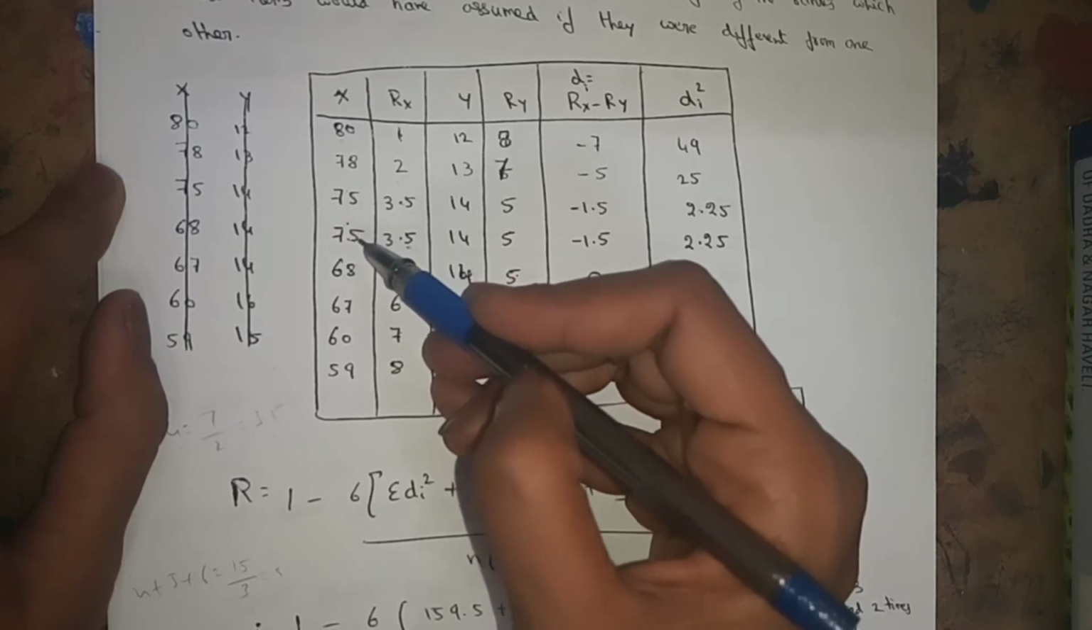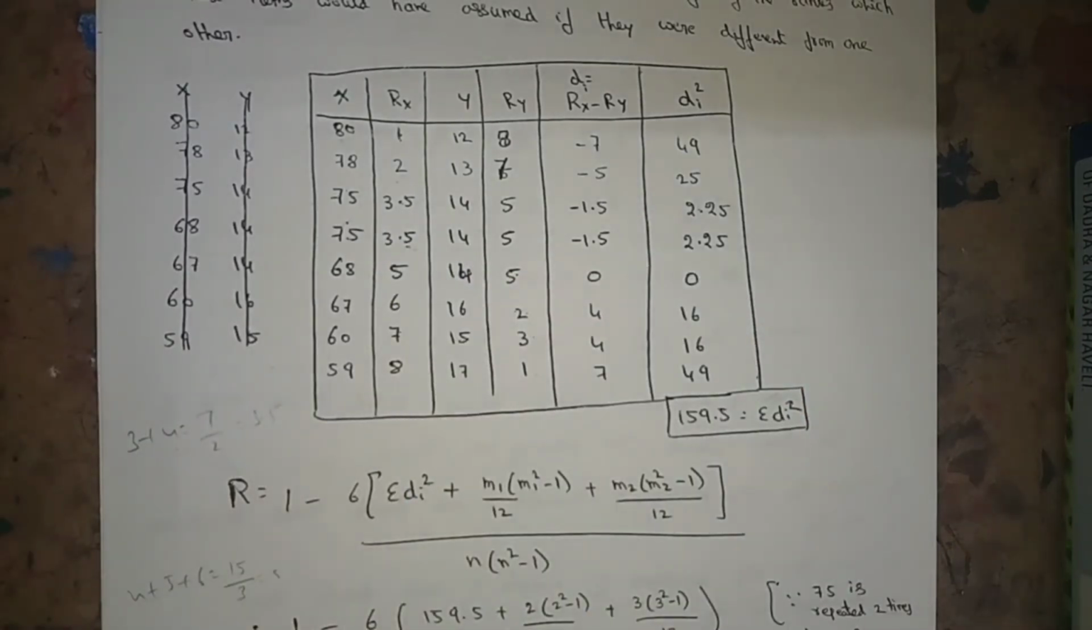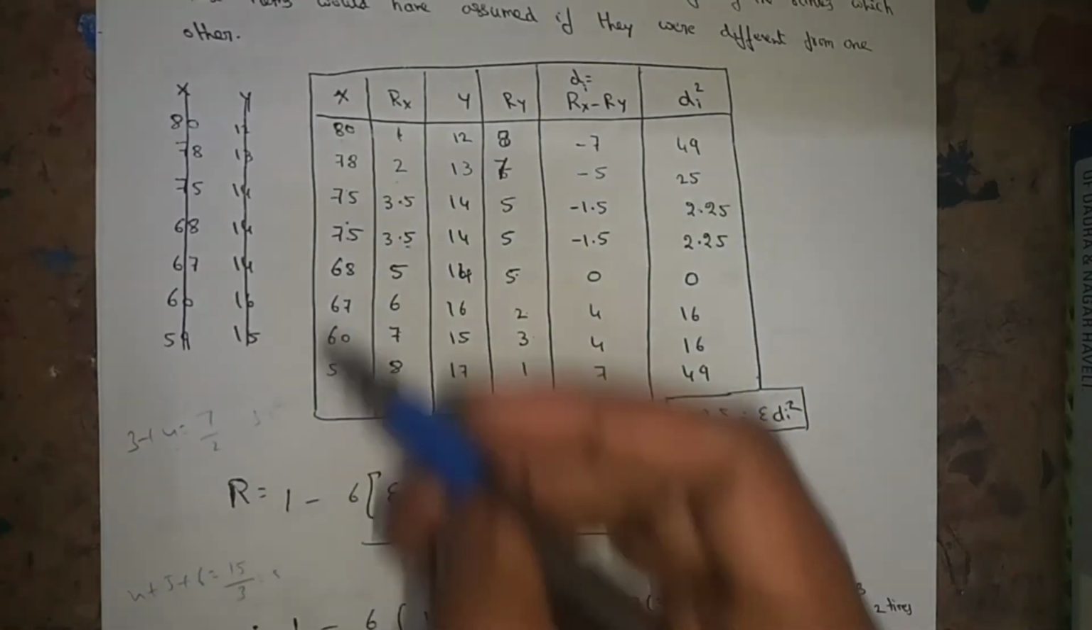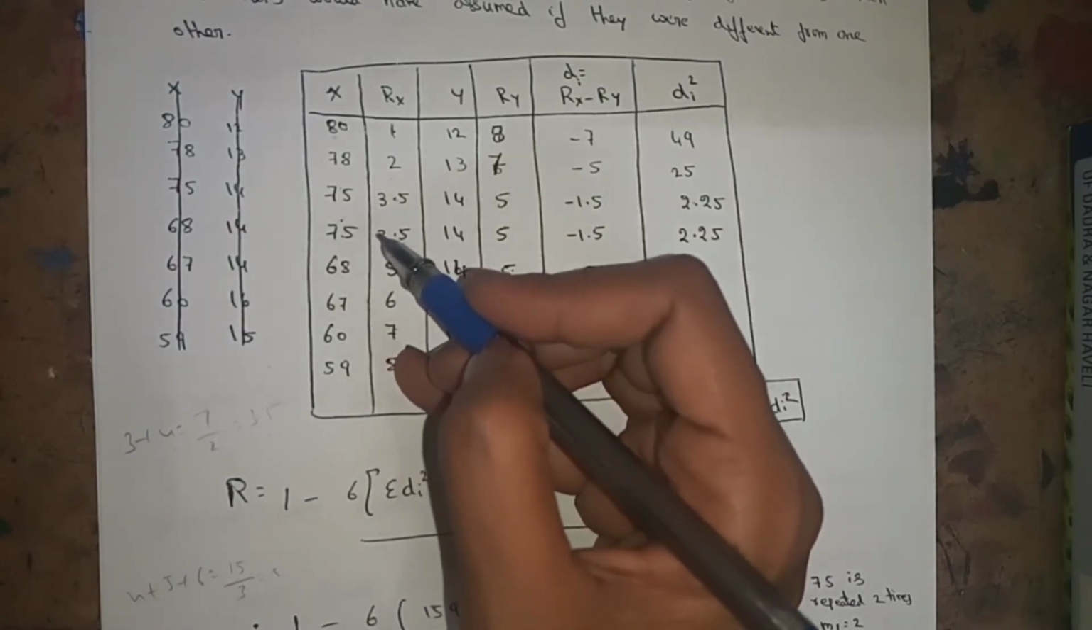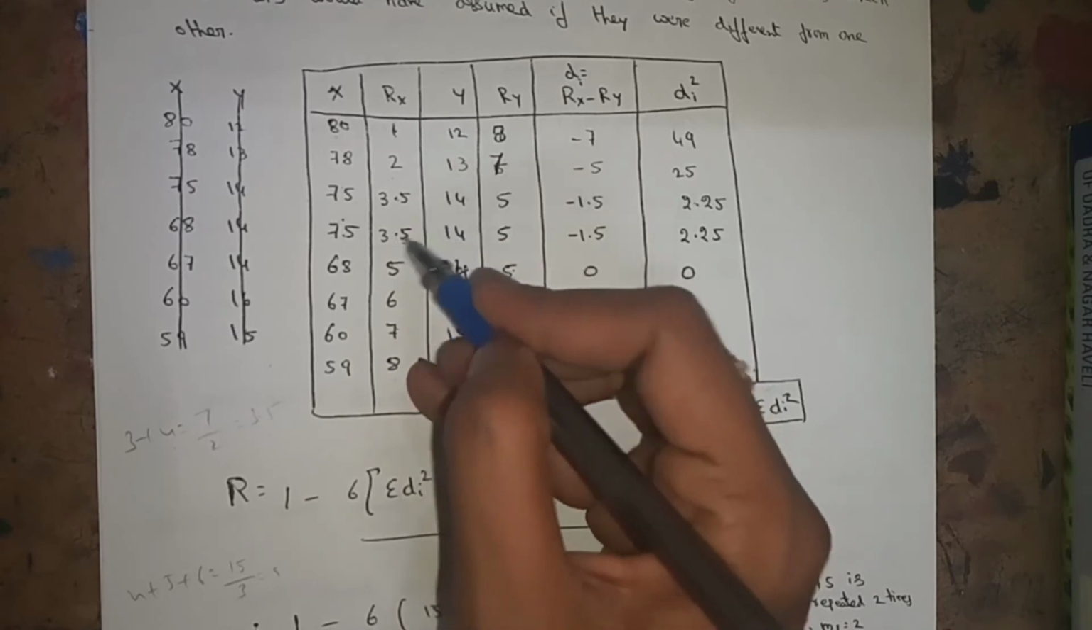3 plus 4 divided by 2. 2 ranks we are adding, that's why divided by 2. Third rank plus 4th rank divided by 2. 3 plus 4 divided by 2 is 7 by 2. 7 by 2 is 3.5.